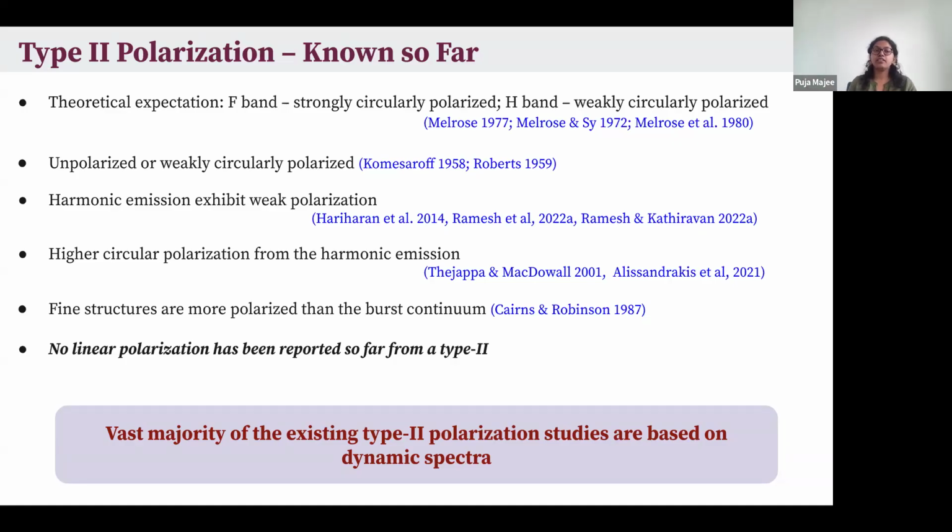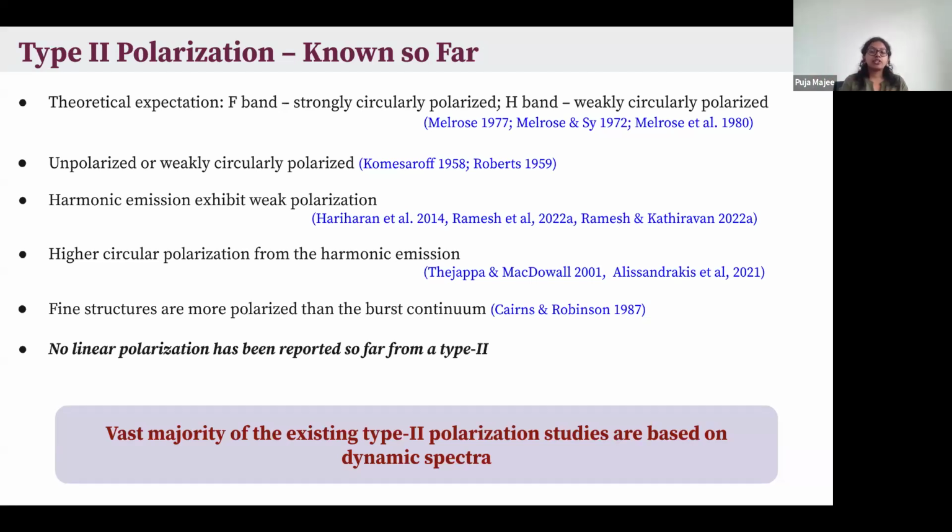Another thing to note here is that all of these reports are for circularly polarized emission. Circularly polarized emission has always been reported for type 2 bursts, and there is no report of linear polarization from these bursts so far. Another important thing to note is that the majority of these studies depend on the dynamic spectrum, which means you observe the sun as a star, so you no longer have any spatial information.